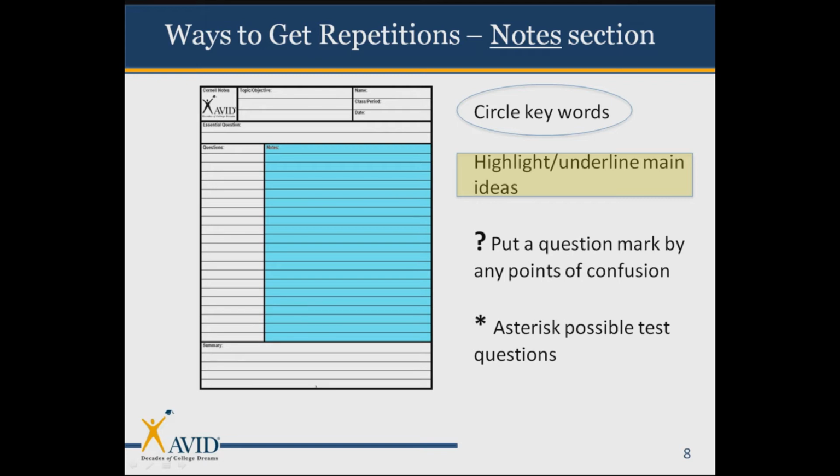Using that big section on the right, the notes section, where hopefully you're taking notes right now, some strategies to get multiple repetitions are going back in that 10 to 20 minute frame, maybe at the end of class, maybe between periods, maybe during lunch, circling words that you think were key from the notes that day, maybe highlighting or underlining some main ideas. As you read through your notes, if you identify something that you're a little bit confused about, maybe putting a question mark there. And then as you're looking through your notes again, saying, hey, the teacher said that's going to be on the next test, let me put an asterisk there to make sure I know that that's a possible test question. That's 4 options for repetitions using the notes section.